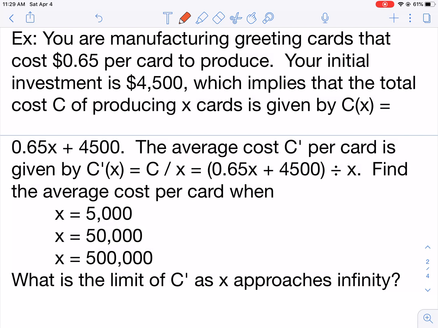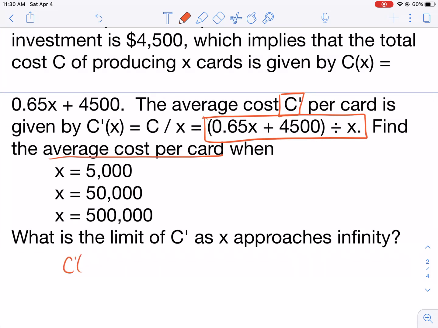So if you remember C prime, that's like the derivative. It's really kind of weird. Actually, I don't think C prime is acting as the derivative. I don't know why they put that notation there. They should make that different, I want to say. Basically what we need to do, if we're finding average cost per card, average cost is given by C prime. So we're using this fraction right here. So if you want to rewrite it, C prime of x is 0.65x plus 4,500 all over x.